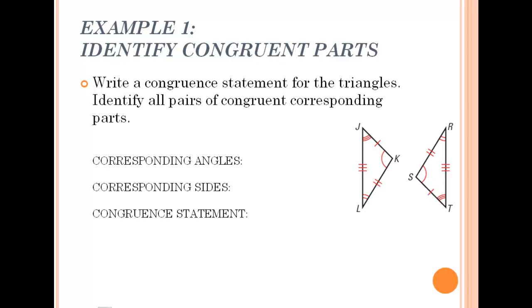My corresponding angles would be angles J and T, because they both have 3 markings. So I could say angle J is congruent to angle T. Also angle K and S, so angle K is congruent to angle S. And then our other is angle L and angle R, so we'd say angle L is congruent to angle R.